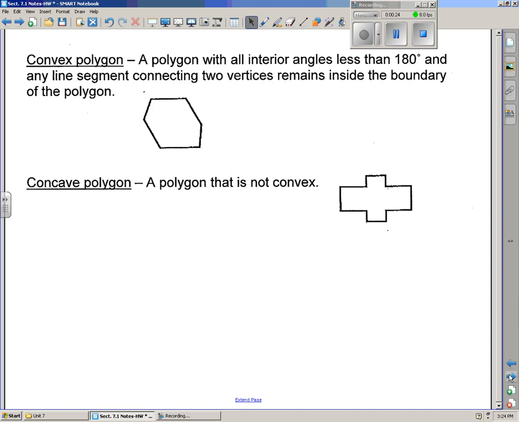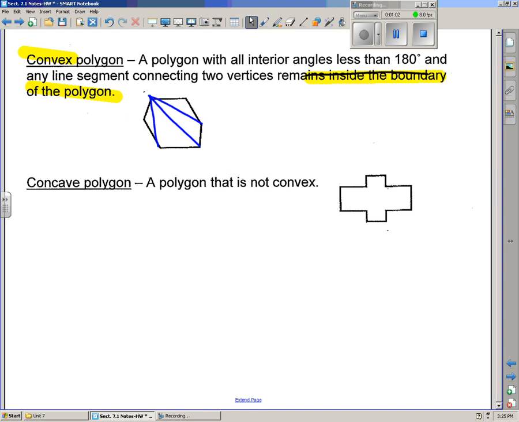You learned about these probably way back when, but I'm not sure if you remember. A convex polygon is a polygon whose interior angles are all less than 180 degrees, and any line segment that contains 2 vertices remains inside the boundary of the polygon. What that means is if I were to start drawing line segments from vertex to vertex, not a side, but just across or in through the polygon, all of those line segments remain inside the boundary of the polygon. That's convex. Concave doesn't do that.